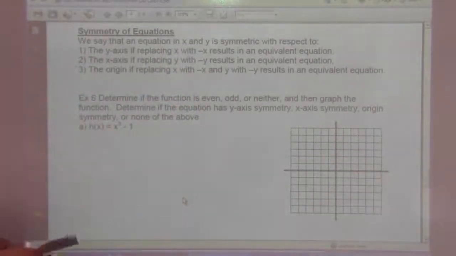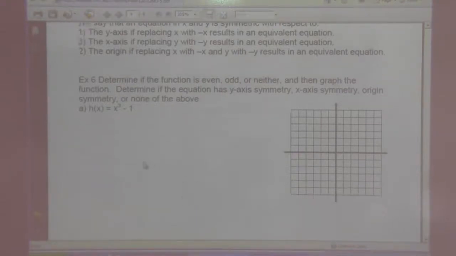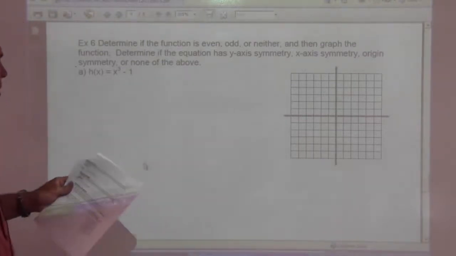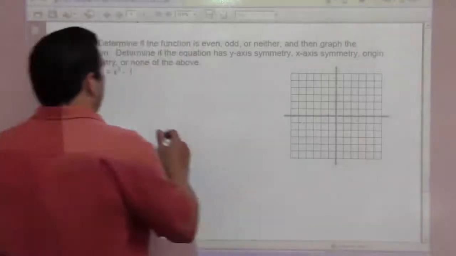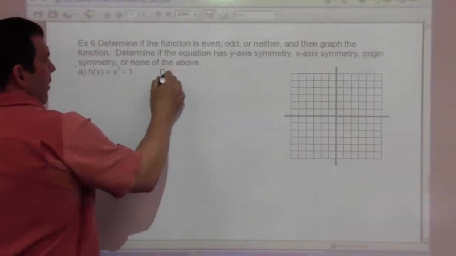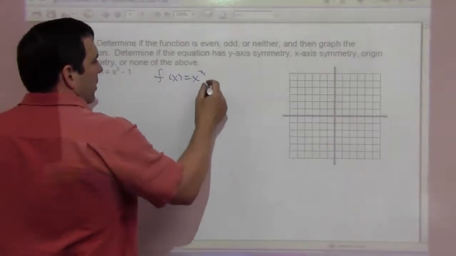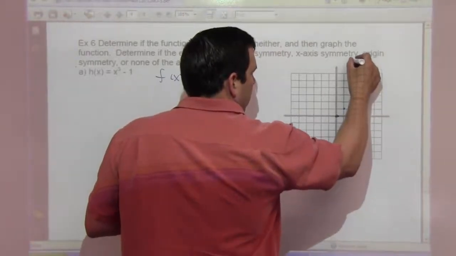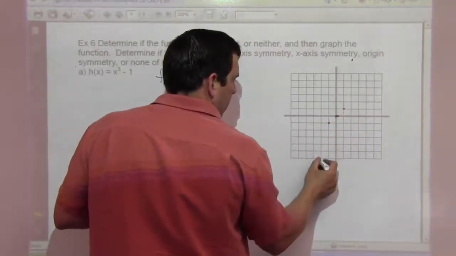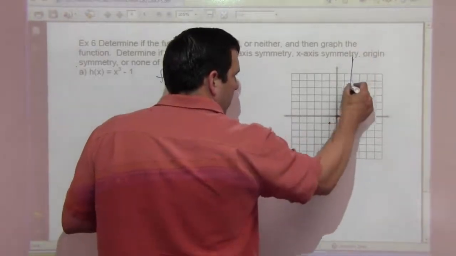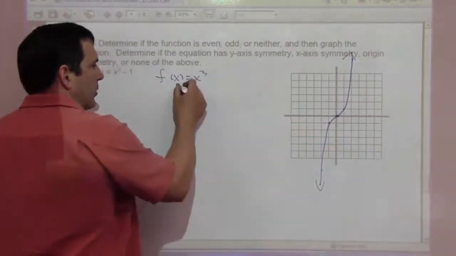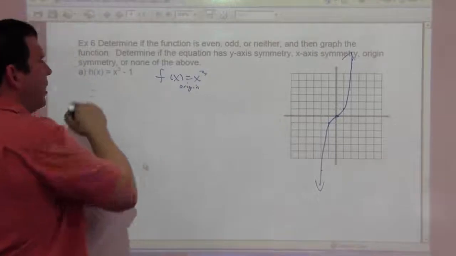So determine if the function is even, odd, or neither, and graph the function. Determine if the equation has y-axis symmetry, x-axis symmetry, origin symmetry, or none. So we have h of x equals x cubed minus 1. If we look at f of x equals x cubed, that would be like this. Now that has origin symmetry. But I'm trying to talk about this h of x.